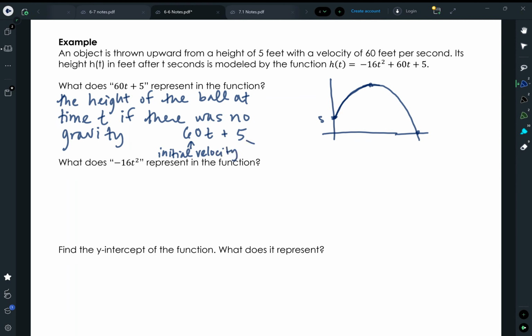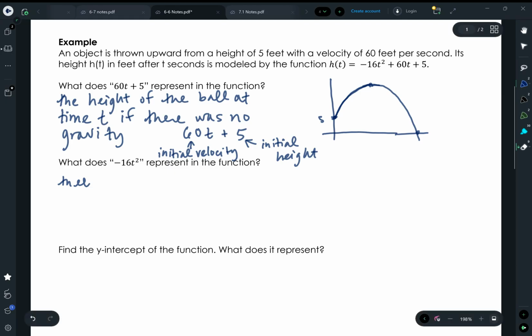And the 5 was that initial height. What is a negative 16t squared? Represents the effective gravity. I do not like the way that's turning out. Let's make it look neater.